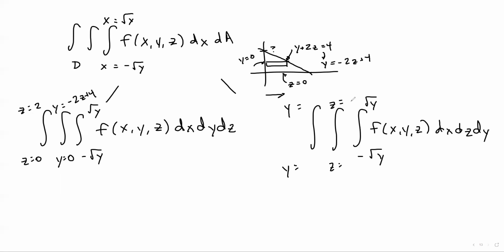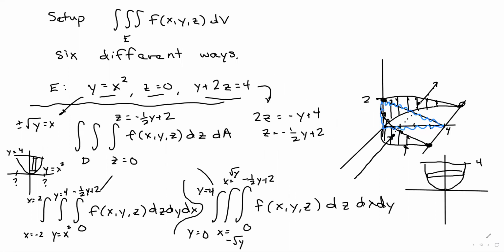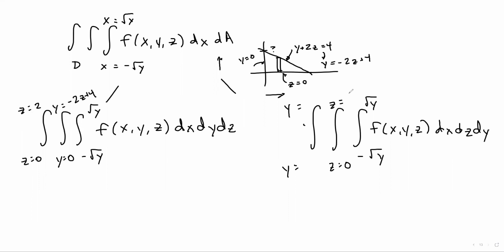Okay. Now let's look at the same picture, but now we're going to orient the little rectangle the other way. So now we're going z first, and z first is this direction, so it's going to be a vertical rectangle. And now we want to go from the bottom to the top. The bottom is at z equals 0, and the top is this, but solved for z. Didn't we already do that? Yes, negative 1/2 y plus 2.